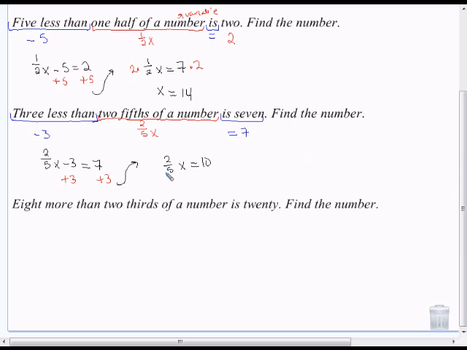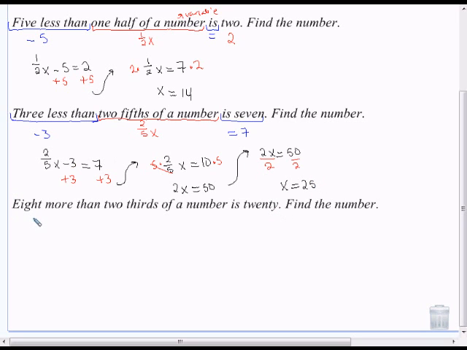Now, I can either do this in 2 steps or 1 step. I'm just going to use 2 for right now. So I'm going to multiply by the denominator, which will give me 2x equals 50. And then I'm going to divide by the 2 to get x equals 25.